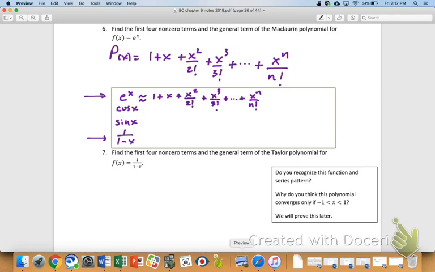So the only way that we can say that that's really equal to e to the x is if n starts wherever it needs to start, like in this case 0, and goes towards infinity. Okay. That's the only way we can say e to the x actually equals.